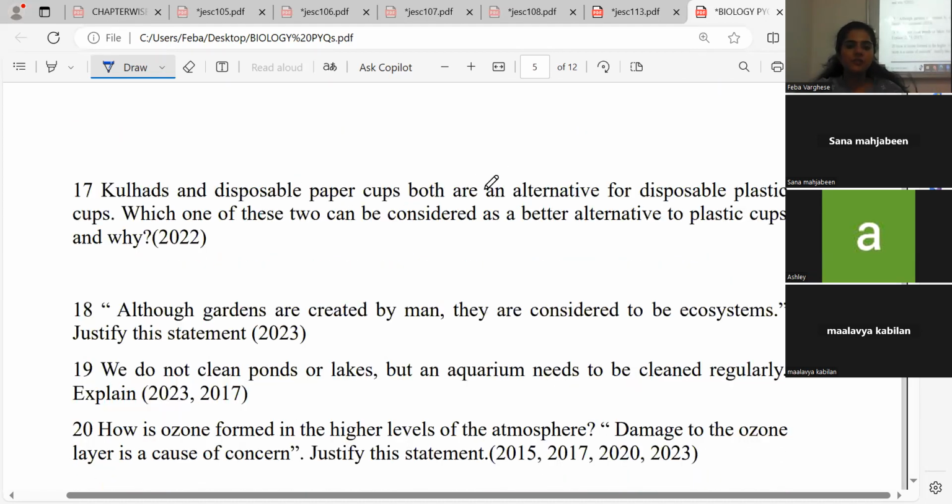Then Kulhads and disposable paper cups, both are alternatives for disposable plastic cups. Which one of these two can be considered a better alternative to plastic cups and why? Disposable paper cups. Why are Kulhads not the better alternative? Because they cause removal of topsoil. The fertile component is removed. Now 18. Although gardens are created by man, they are considered to be ecosystems. Justify the statement.